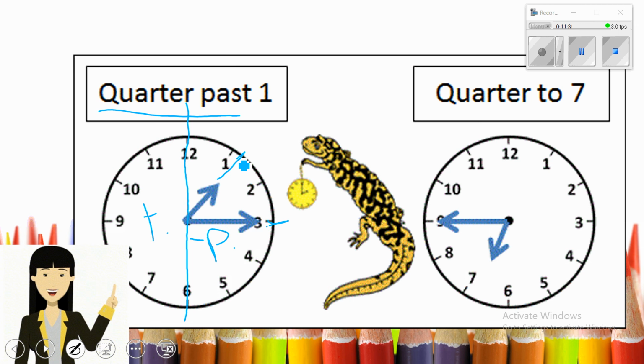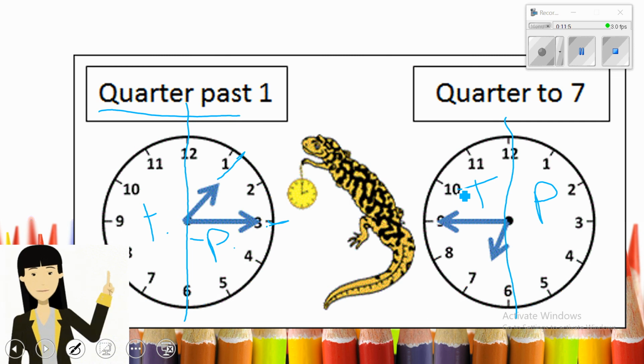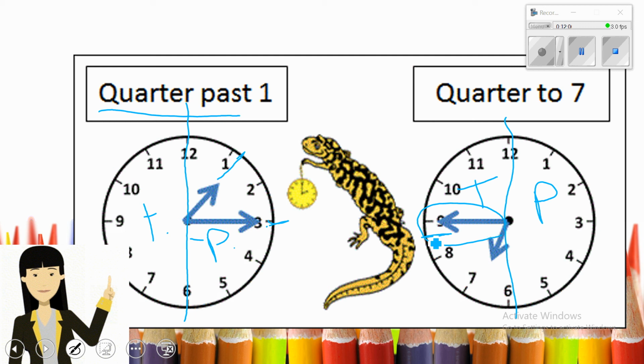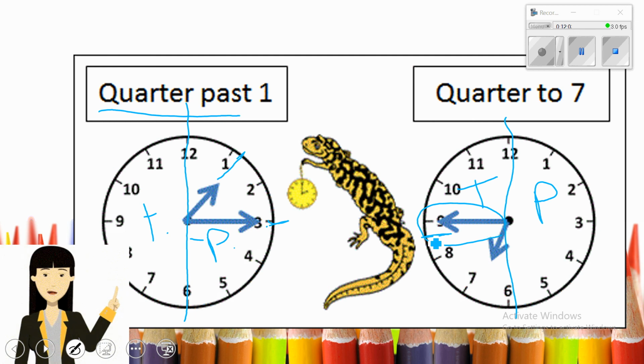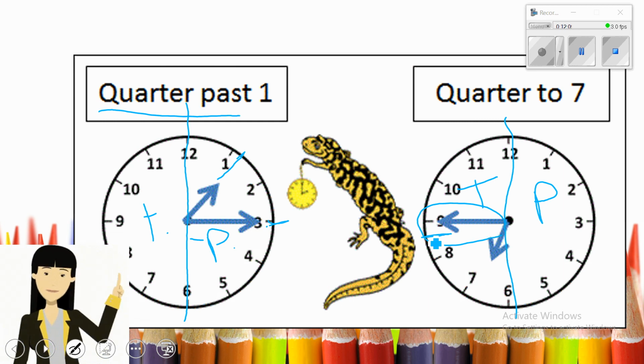Let's look here. Before reading, I draw a line. I write P and write 2. Let's see, where is the minute hand? In the past or in the 2? No, it's in the 2. And 9 means a quarter to or a quarter before. Excellent. So here it is a quarter to.